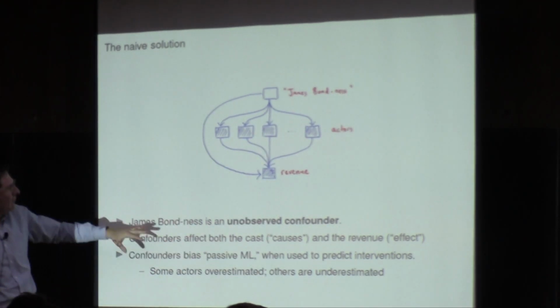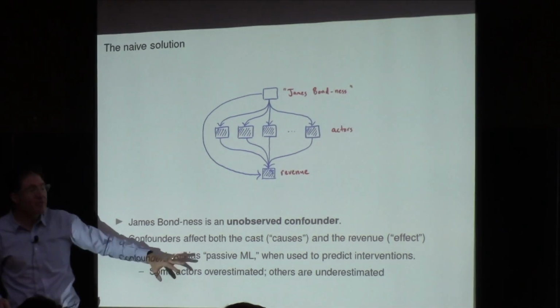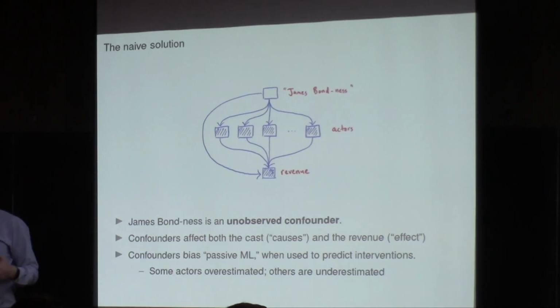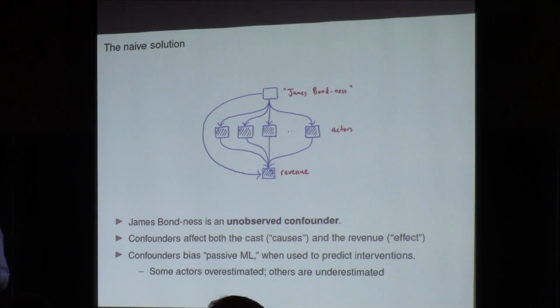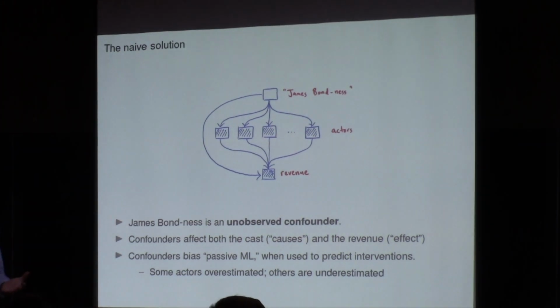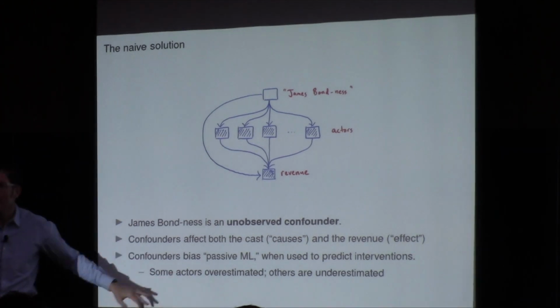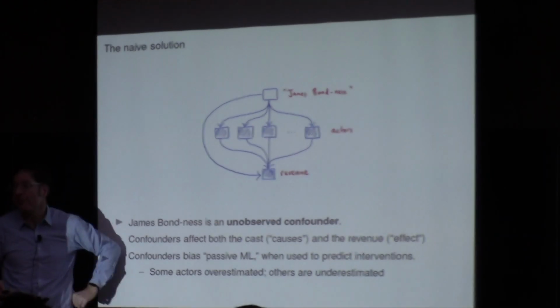And if we don't encode this in the data, this is called an unobserved confounder. It's the main issue that biases passive machine learning when used to form a prediction under intervention. You can see what's going to happen. Because M only appears in James Bond movies, and James Bond movies always do well at the box office, we are going to misestimate M as being a very valuable actor. Some actors are overestimated and others are underestimated. And you can use the fanciest machine learning method you like. This is going to happen if you don't account for this kind of confounding.